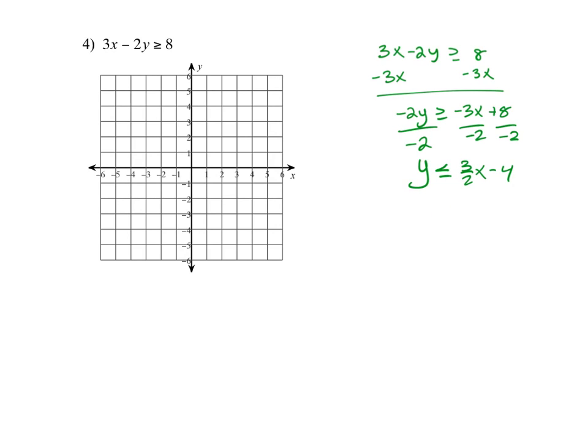So I'm going to start at negative 4. I'm going up 3, 2 to the right. Now I'm going to trace the line, and this one again is going to be a complete line, because it is equal to.